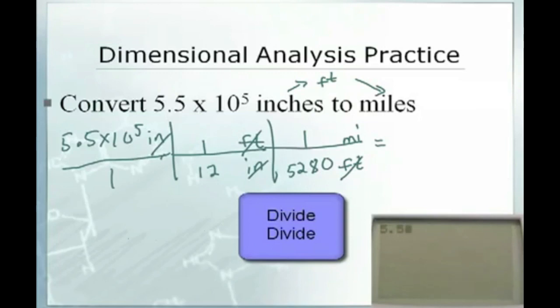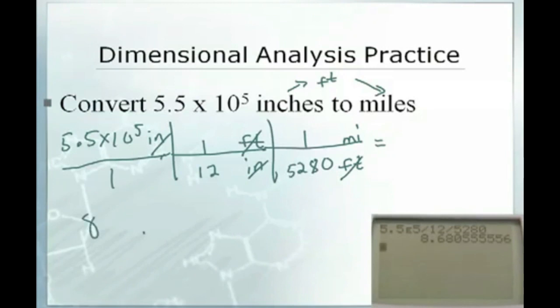So let's divide. 5.5, second EE. Don't forget the 5. We're not using the times, we're not using the 10, we're not using the caret. 5.5, second EE, 5. Divided by 12. Divided by 5,280. Enter. 8.68. No, 8.7, 2 sig figs. 8.68, and that would be miles, but we can only keep 2 sig figs because of this, so it would be 8.7 miles.